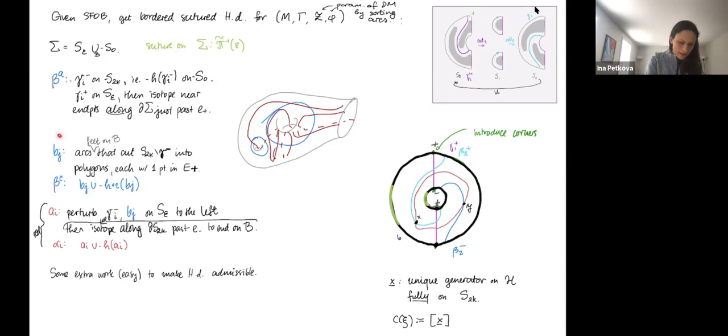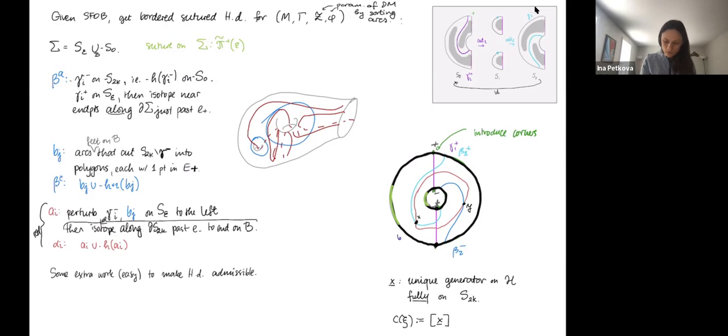And the rest of the game you play is exactly like you pointed out, Gordana, exactly your typical partial open book story. You take in additional cutting arcs to chop up your page into a polygon-ish. You take enough of those so that there's only one elliptic point of positive type or whatever. You take their twins so that things intersect kind of uniquely, and so on. So you follow the familiar recipe, but with some technicalities that give you the bordered Heegaard diagram.